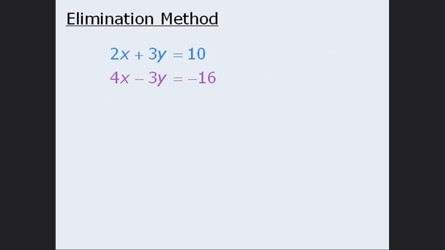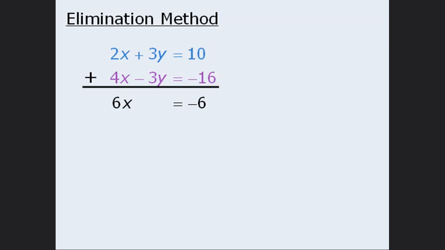Okay, let's see how these two properties can help us solve systems of equations like this one here. Notice that in the top equation here we have positive 3y, and in the bottom equation we have negative 3y. Given this, notice what happens when we add the left-hand side and add the right-hand side. First, 2x plus 4x equals 6x, and next we have positive 3y plus negative 3y. When we add these, the y's cancel out. They have been eliminated. Finally, we have 10 plus negative 16, which equals negative 6.